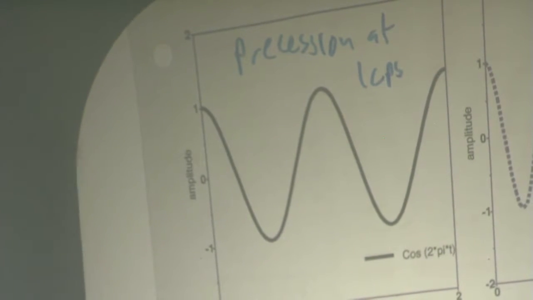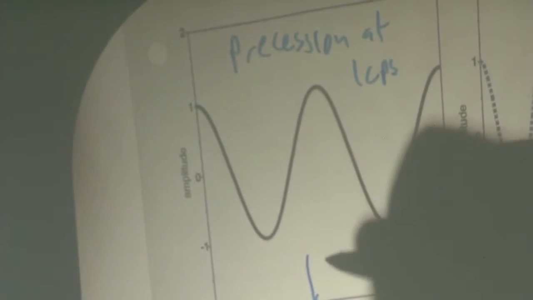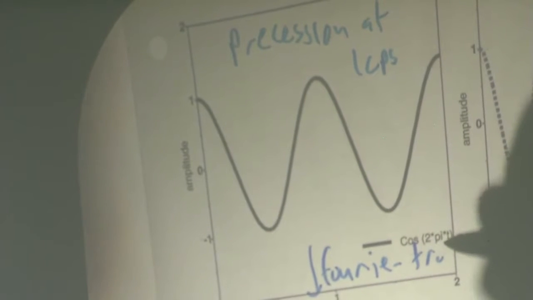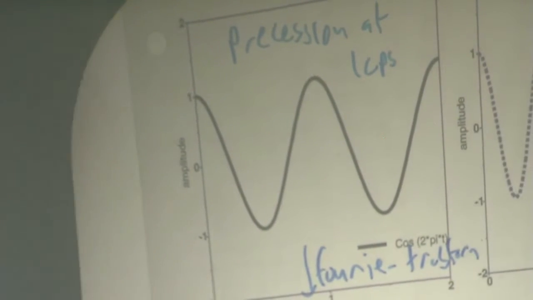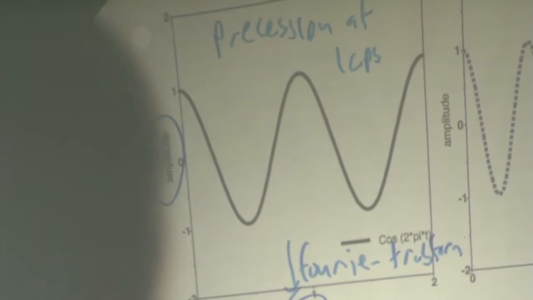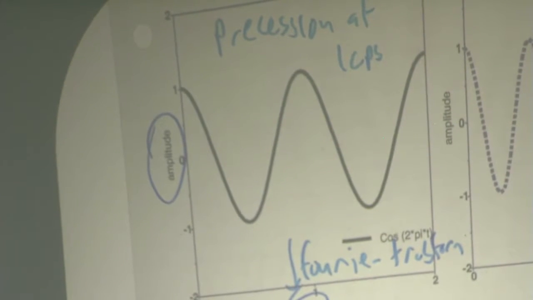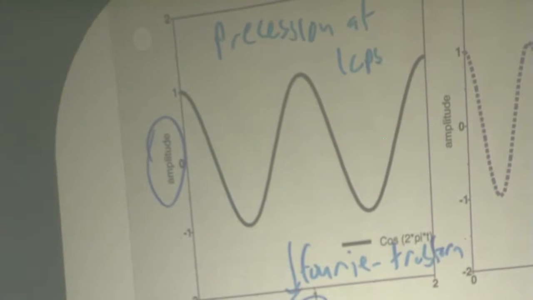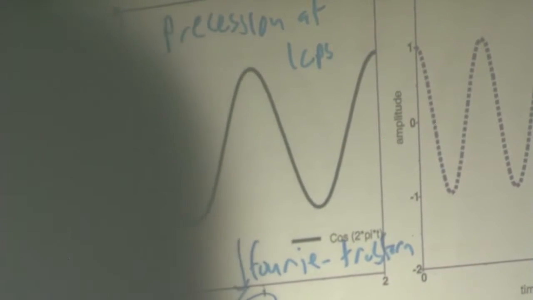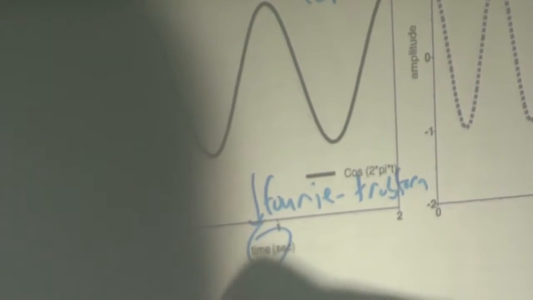If we take this function and Fourier transform it, we end up having an amplitude axis and a time axis. And what the Fourier transform does is converts the time axis to a frequency axis. So we still have amplitude, and now we've gone from time to frequency.